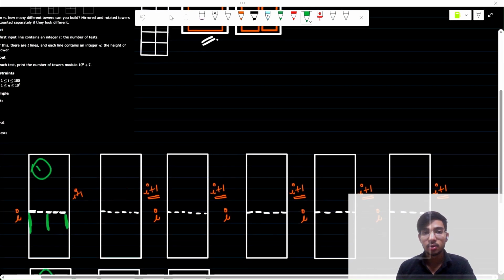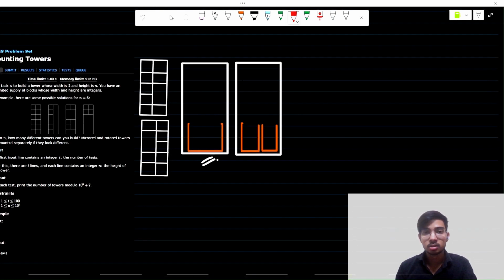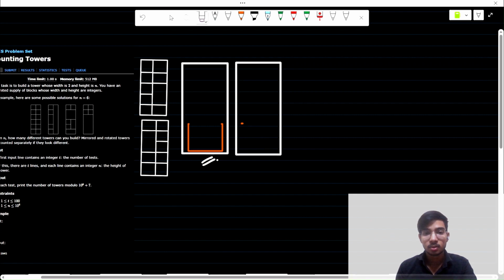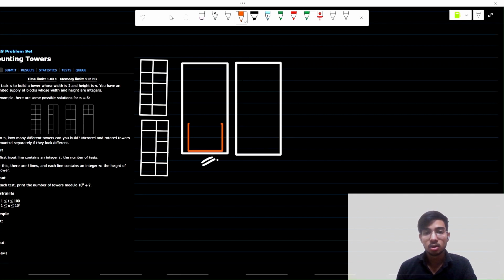One more observation that you can make is that suppose you put a block of width 1.